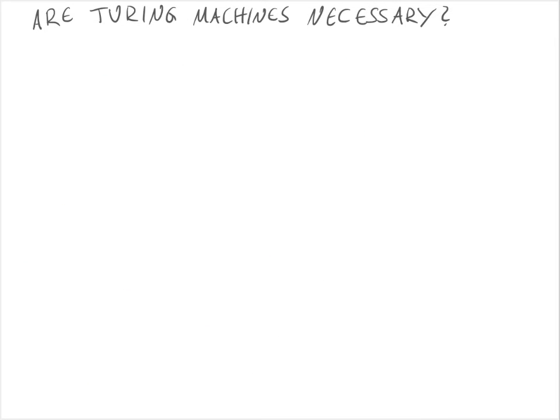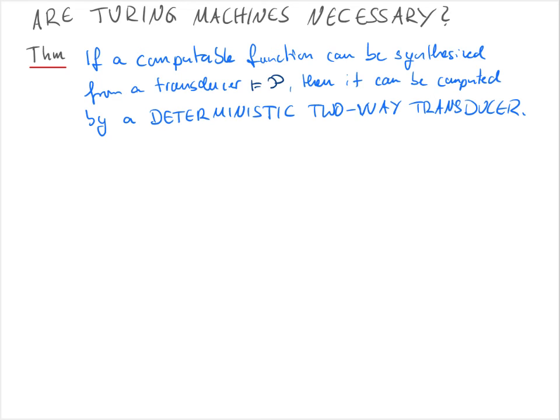Okay, so we have seen we can decide for certain classes of omega rational relations whether we can synthesize a computable function, which we defined as computable by a deterministic Turing machine. But is it necessary to use the whole computing power of Turing machines? And it turns out that it is not necessary. It suffices to consider deterministic two-way transducers.